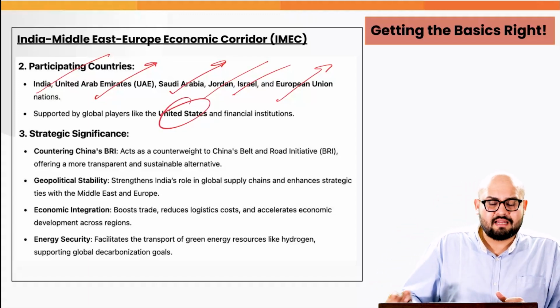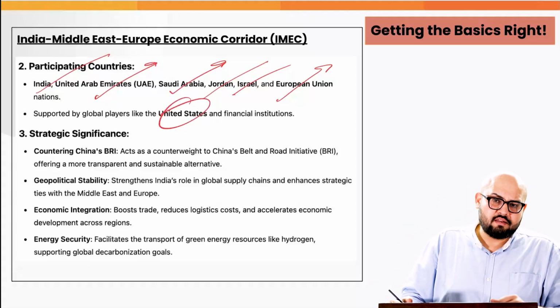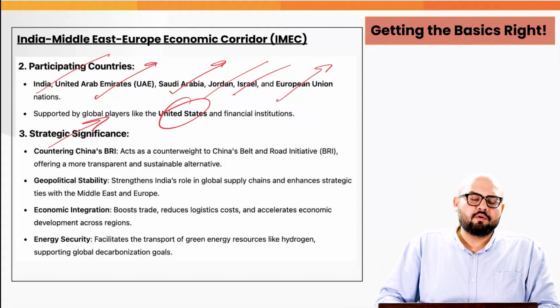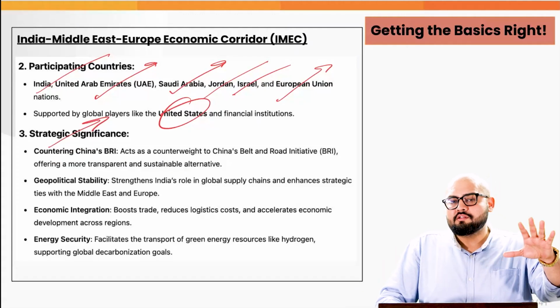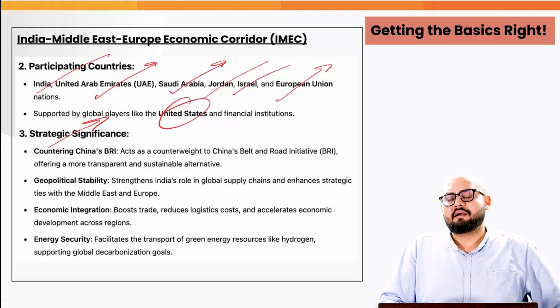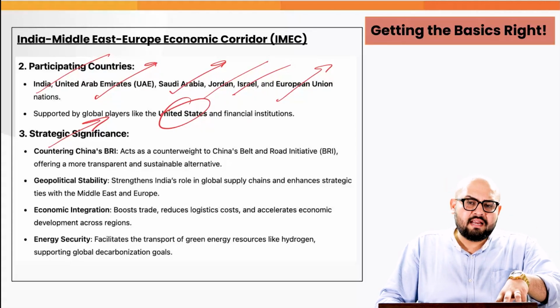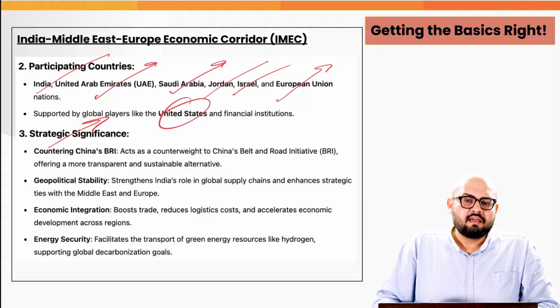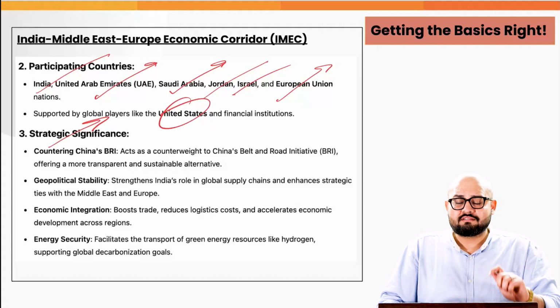Supported by the global powers like the United States, strategic significance, it would be a sort of a countering to the China's BRIs, through which it has invested billions of dollars in different countries, be it Myanmar or Pakistan. And through that, it has made these countries trapped. That is what we call as debt trap diplomacy, right? And again, it is using these countries for its own strategic advantage.